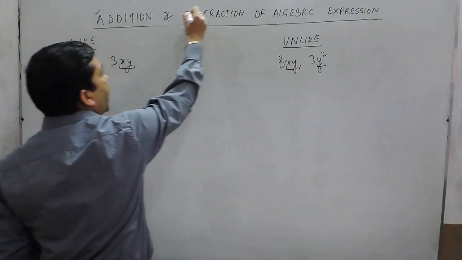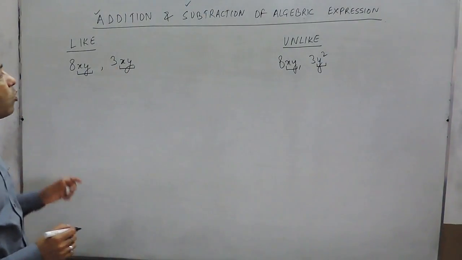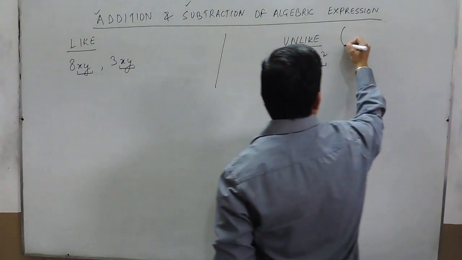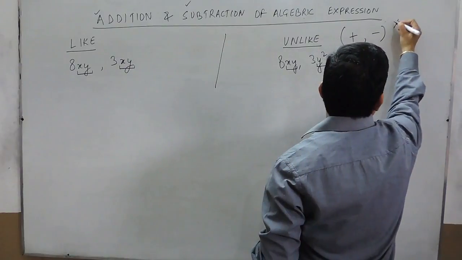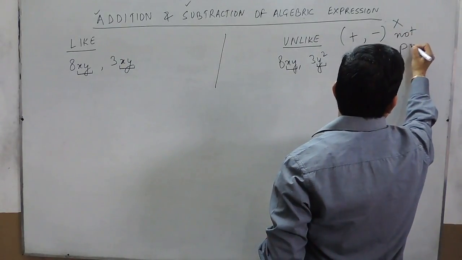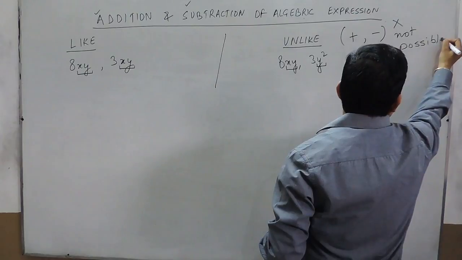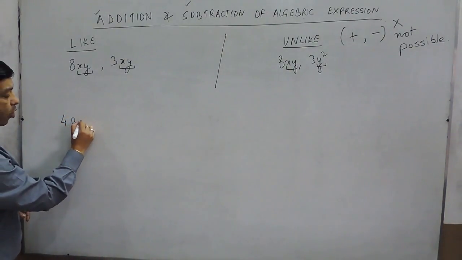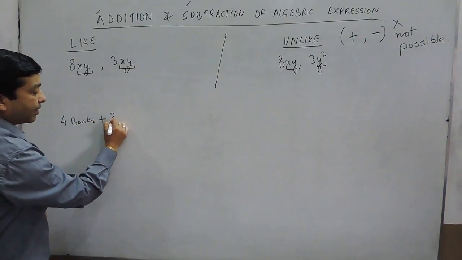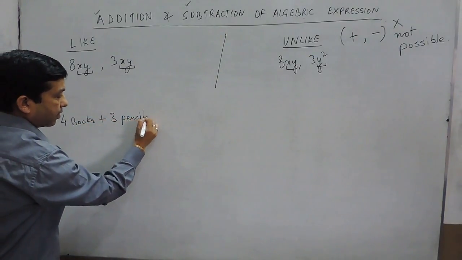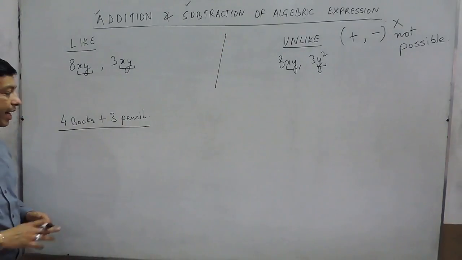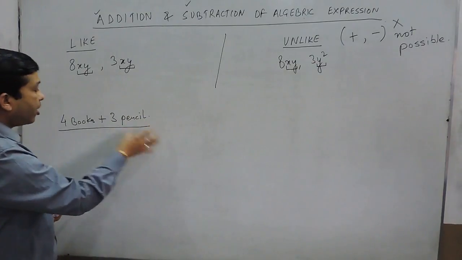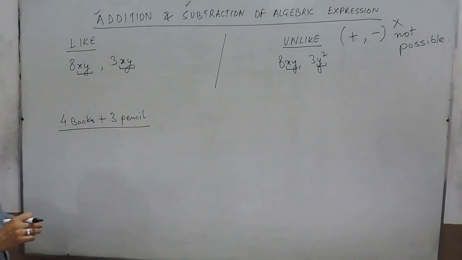When we talk about addition and subtraction, these are only possible in like terms. In unlike terms, addition and subtraction are not possible. If we talk about an example, suppose I say that to 4 books, I have to add 3 pencils. Now, these two things cannot be added because books is a different variable and pencil is a different variable. So 4 cannot be added to 3.